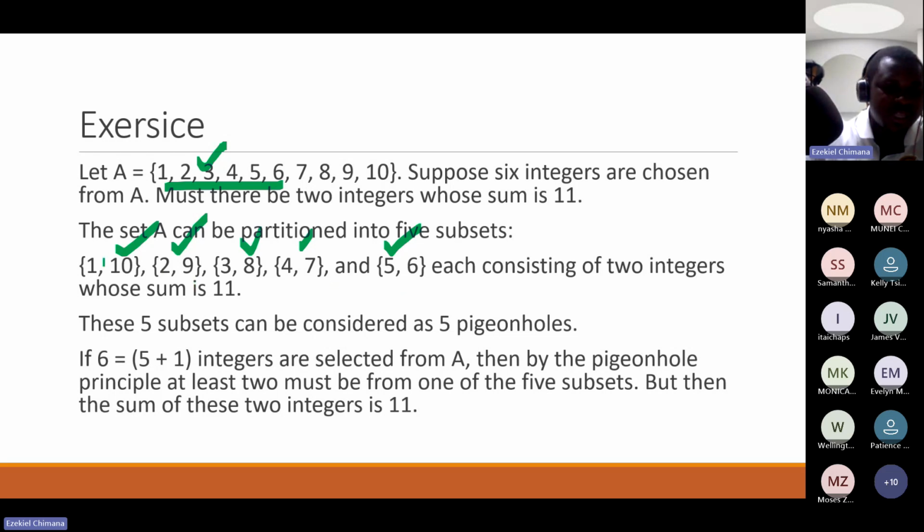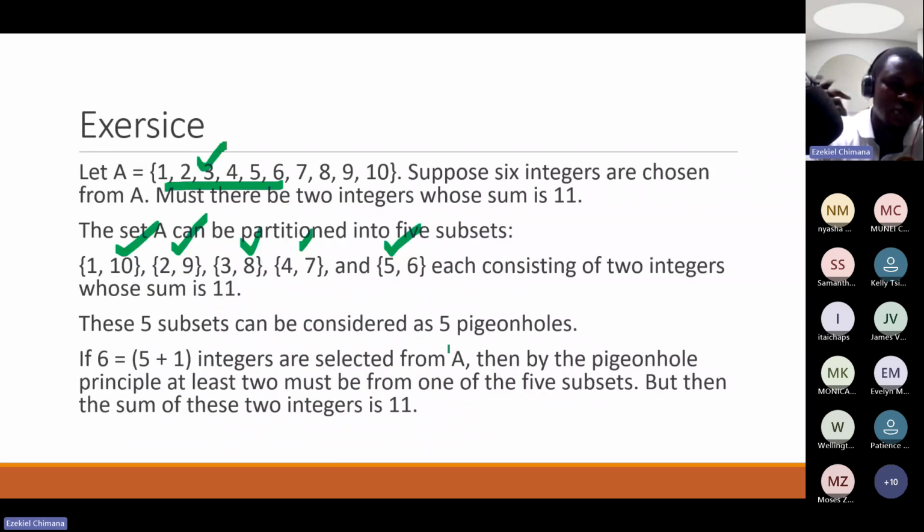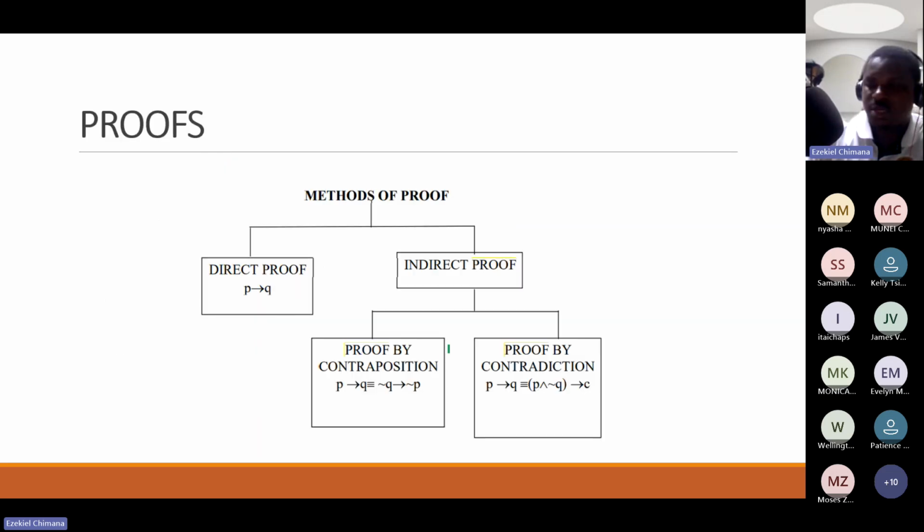So we've got these 5 subsets, and these 5 subsets are the holes. If you are going to pick 6 numbers, it means that you are going to have one hole which is going to have at least 2 items, just like that. So that's how you answer those questions that have the pigeonhole principle. Go and revise more on it. It's very, very simple and very basic.